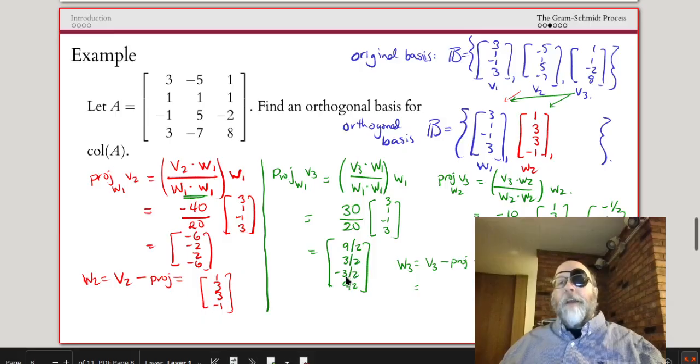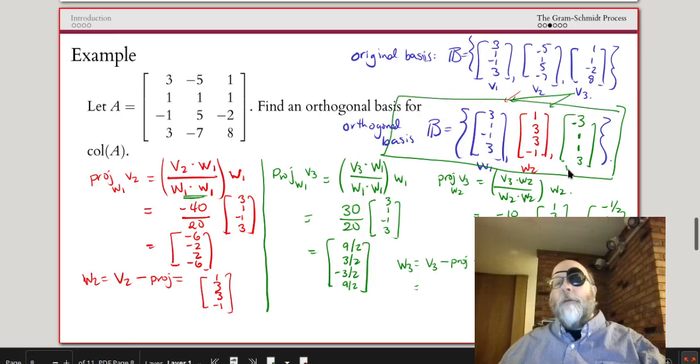-2 minus -3 halves is -1/2. -1/2 minus -3 halves is +2 halves, which is 1. 8 minus 9 halves is 7 halves. 7 halves minus 1/2 is 6 halves, which is 3. And so we get -3, +1, +1, 3. And this is our orthogonal basis right here. But this is W3.